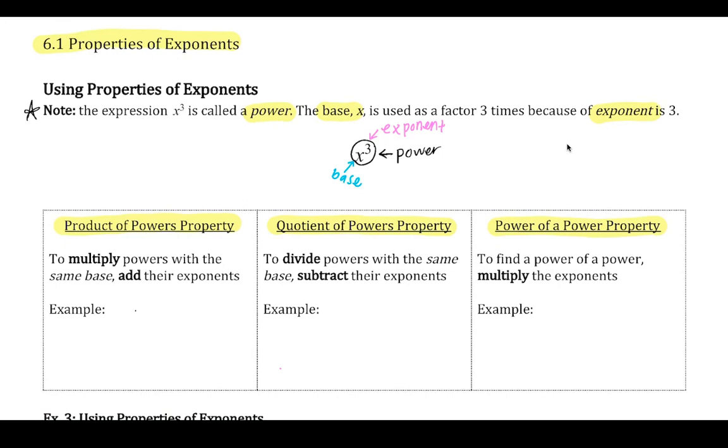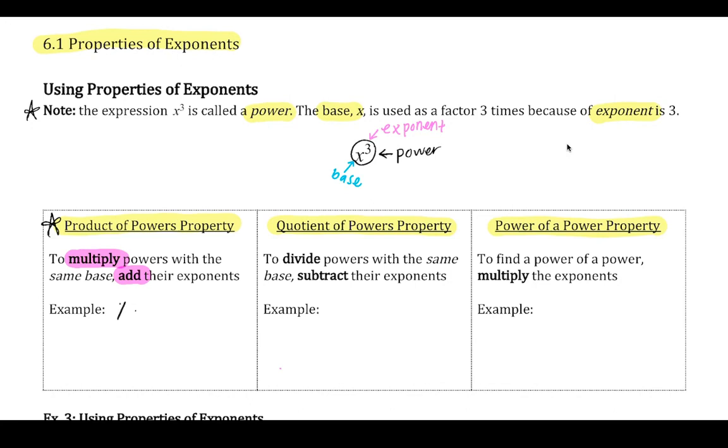So for the first one, product of powers property, it says to multiply powers with the same base, add their exponents. So it's really important that the base is the same, but if they are the same and we're multiplying, then we'll add the exponents to simplify.